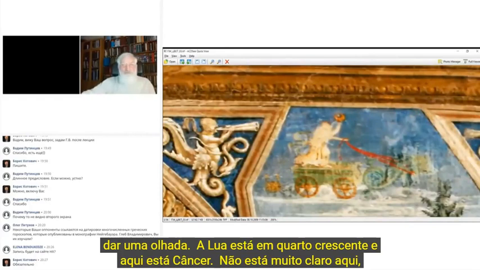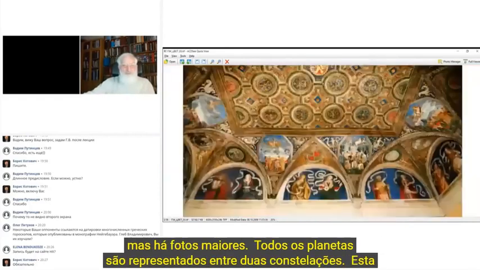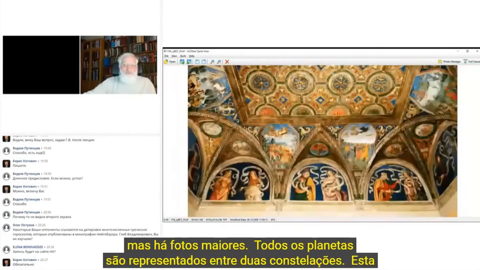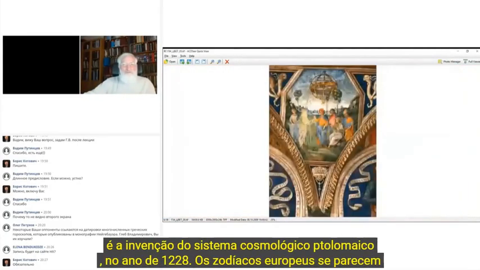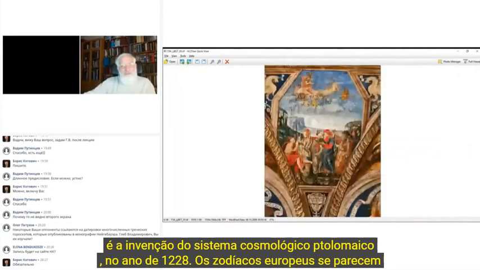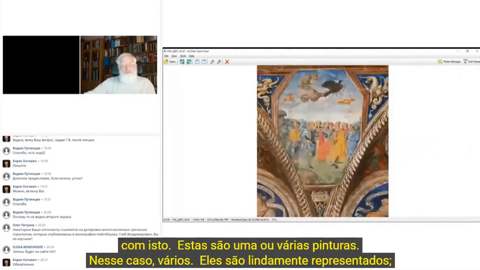It's not very clear here, but there are larger photos. All the planets are depicted between two constellations. This is the invention of the Ptolemaic cosmological system, in the year 1228. European zodiacs look like this. These are one or several paintings. In this case, several.